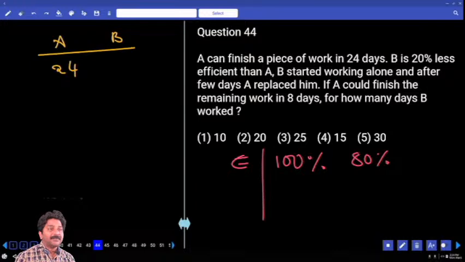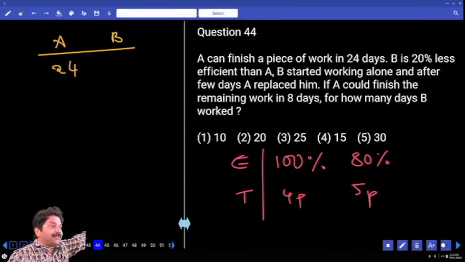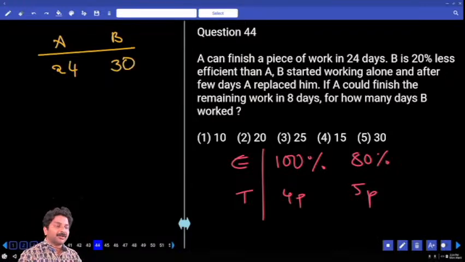Efficiencies are in the ratio 5:4. Then time must be in the ratio 4:5. Time taken by A is 4 parts and B takes 5 parts. A can complete the total work in 24 days, which is equal to 4 parts. 1 part is 6, then 5 parts is 30. So B can complete the total work in 30 days. But the question is, B started the work for some number of days. After that, A replaced B.